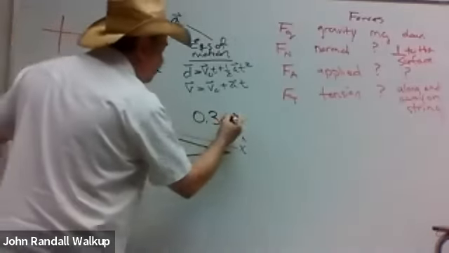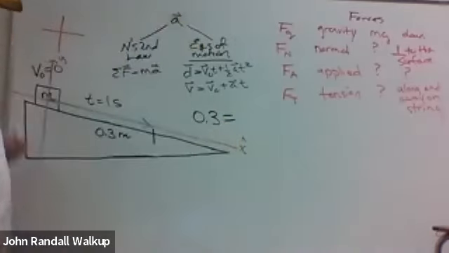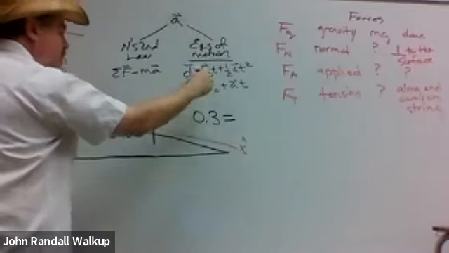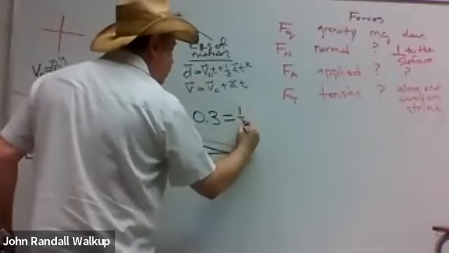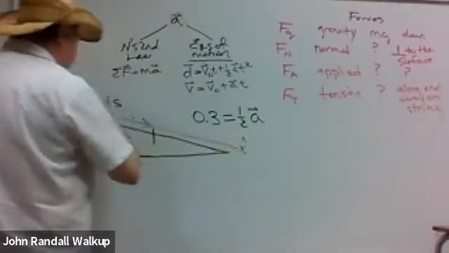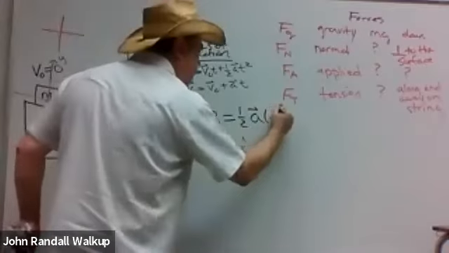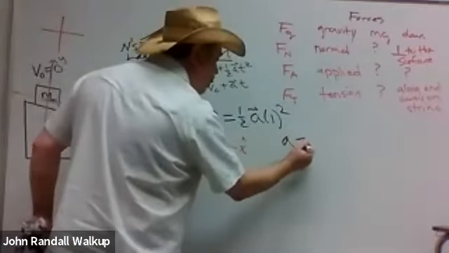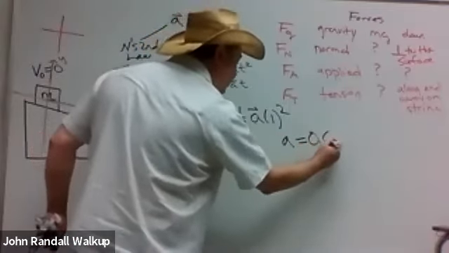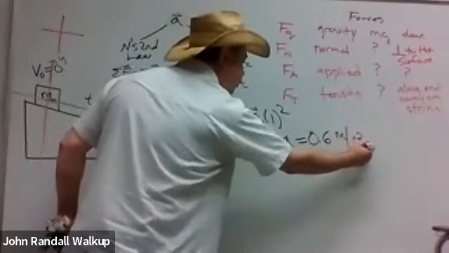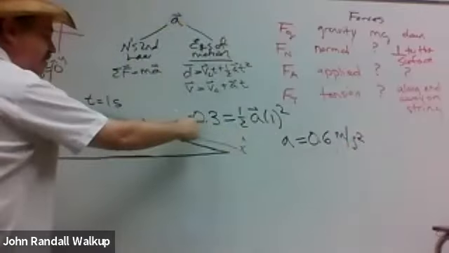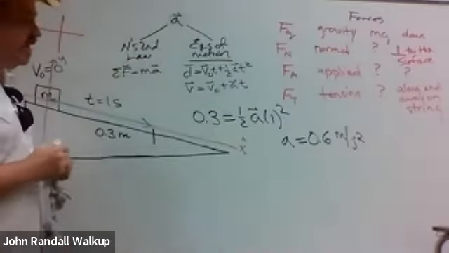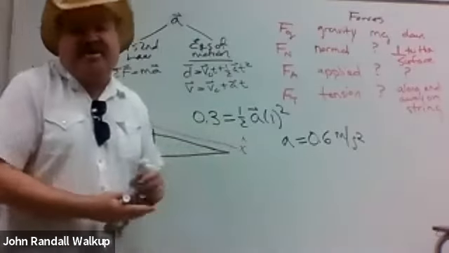And this is equal to the initial velocity, which is 0, times t, which is 0, plus 1/2 times the acceleration times the time squared. And the acceleration, therefore, is 0.6 meters per second squared, and it's positive. I left the arrow on top because I could have guessed that the acceleration was down the ramp, but I left it on there anyway.